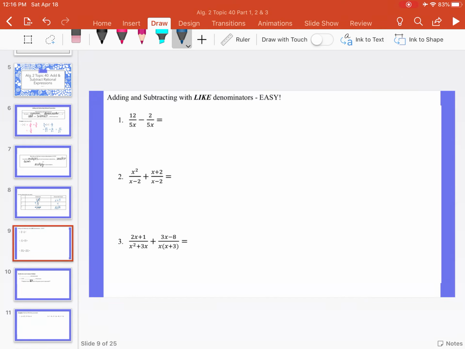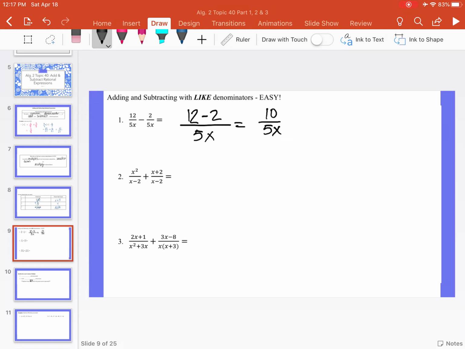Moving on to the next examples, here we're adding and subtracting rational expressions with like denominators. So what I like to do first is just rewrite each example so that we have a common denominator across the board. So we can rewrite this as 12 minus 2 all over 5x. Our numerator simplifies to 12 minus 2, or 10, over 5x.